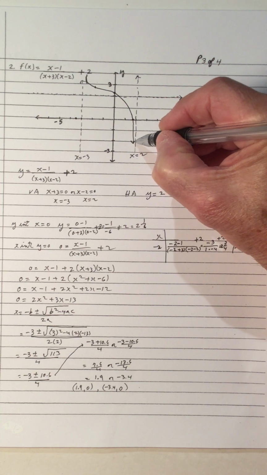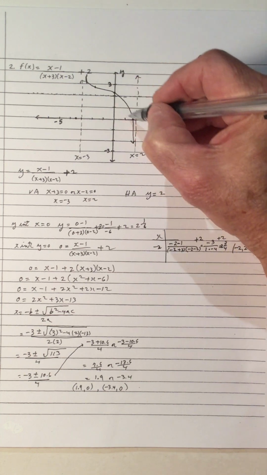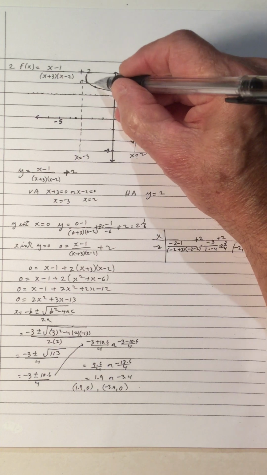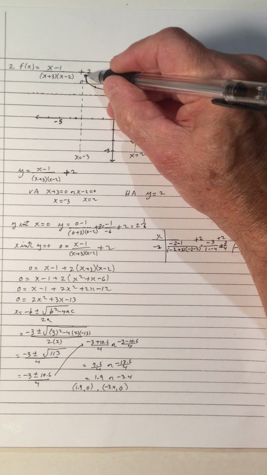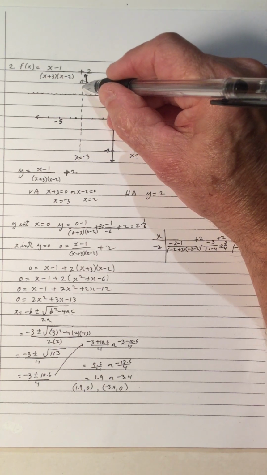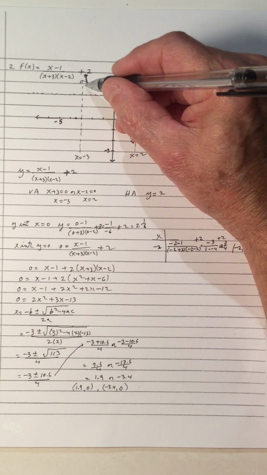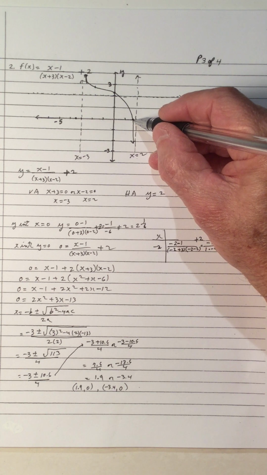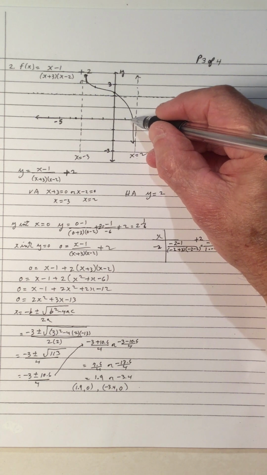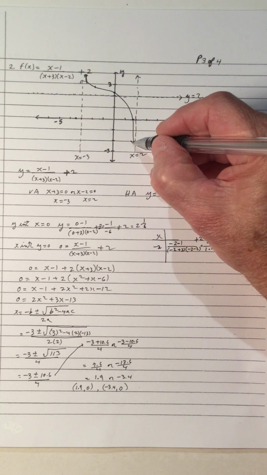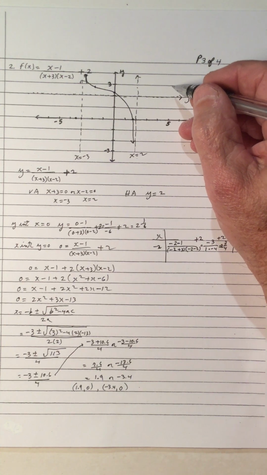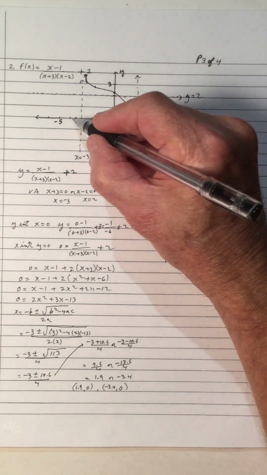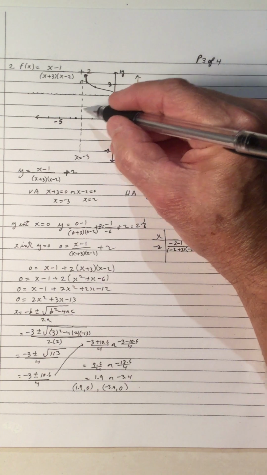Because it runs along by the asymptote. So it leaves here, goes up to here, and runs up. So as it gets closer to the -3 on the right side, it's going to positive infinity. As it goes to 2 on the left side, it's going to negative infinity.